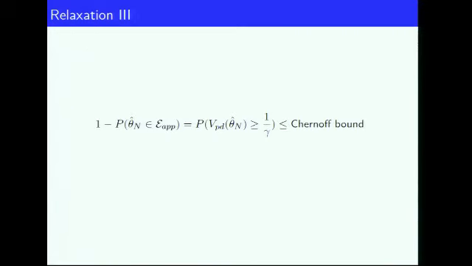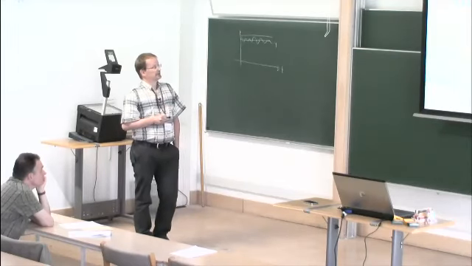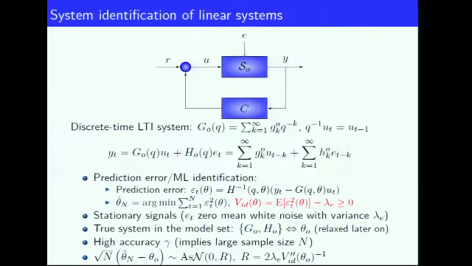A third relaxation is to, instead of using Chebyshev bound, to use Chernoff bound. So this gives improved approximation, but I will not talk about this. It's just too complicated to discuss in this talk here. But you can find details in some paper. Here is the setup now. So until now, the presentation has been completely general. I mean, nonlinear system, whatever.